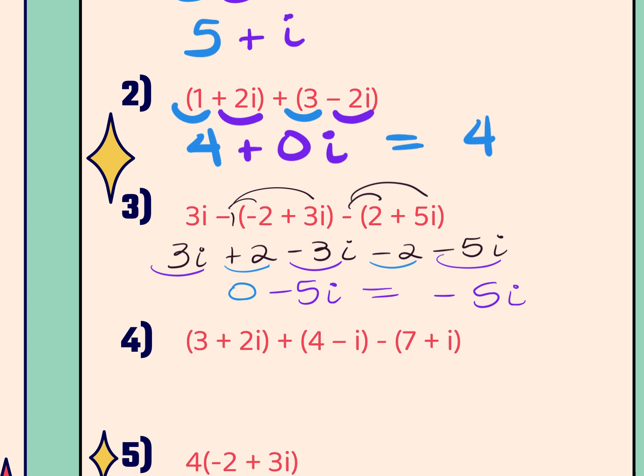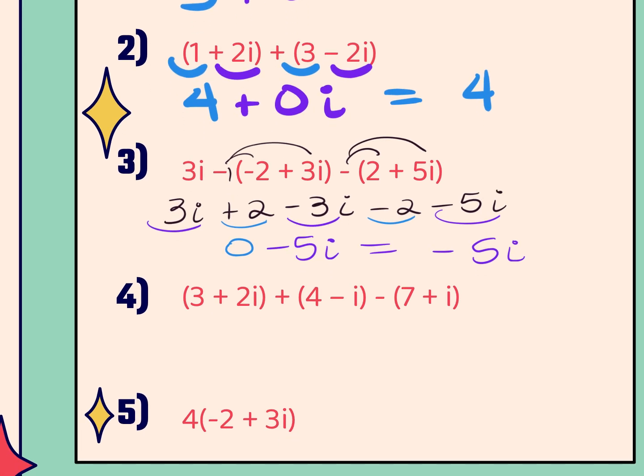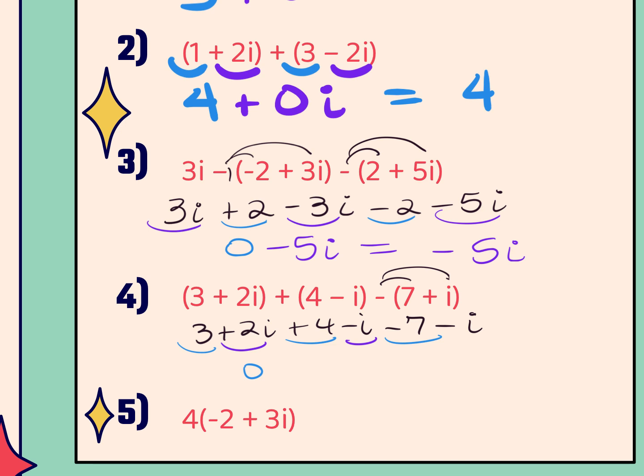The next one is exactly the same thing. I'm just going to distribute and then combine like terms. So I'll distribute the negative sign only on this last one. So everything else just gets rewritten. So 3 plus 2i plus 4 minus i minus 7 minus i. Let me go back, add all my reals. 3 plus 4 is 7. Minus 7 is 0. Then add my imaginaries. 2 minus 1i is 1i. Minus 1i is 0i. So this final answer is just 0.